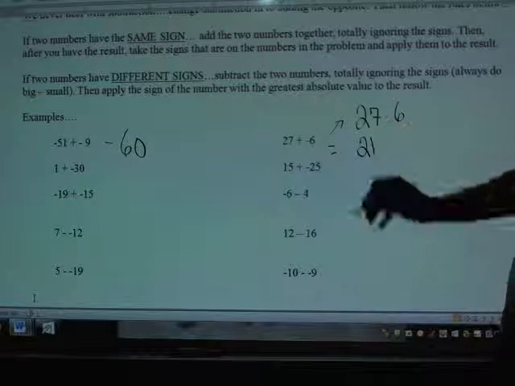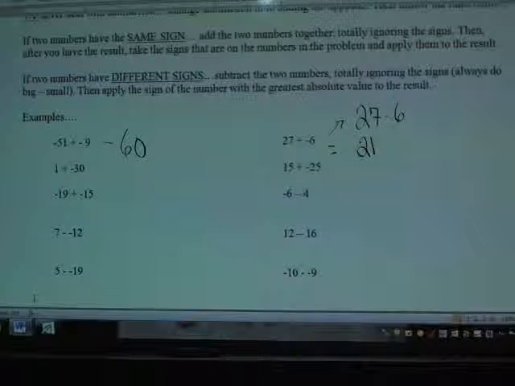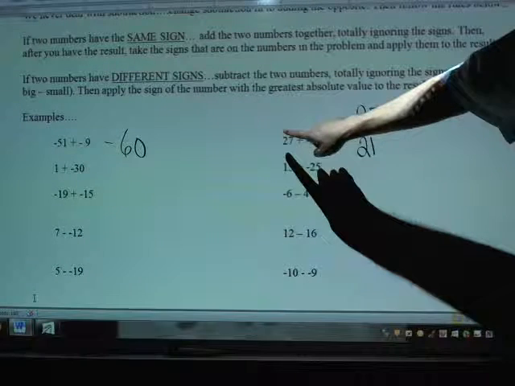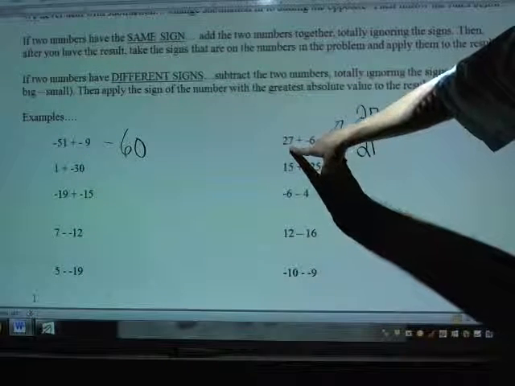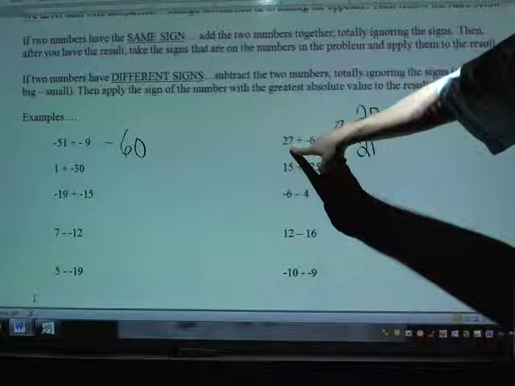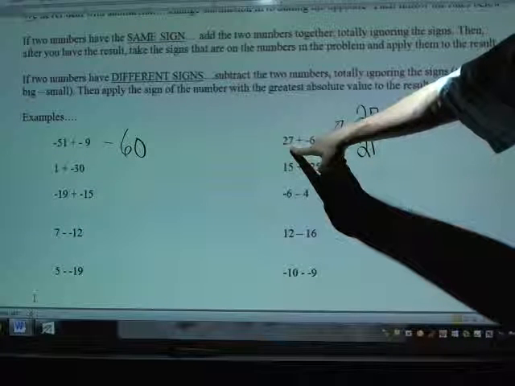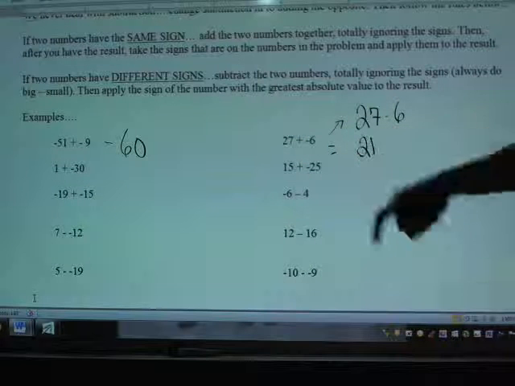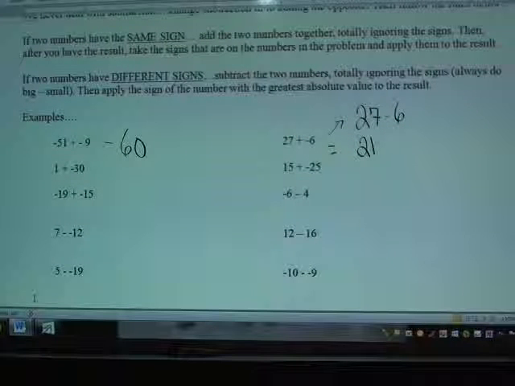Now I have to figure out the signs. Remember, the sign, when we have mixed signs, is from the number with the largest absolute value. So when I compare 27 and negative 6, 27 has the greatest absolute value. 27 is the number that's furthest away from 0 on the number line. Since this number is positive, my answer has to be positive as well. So positive 21 is my solution.